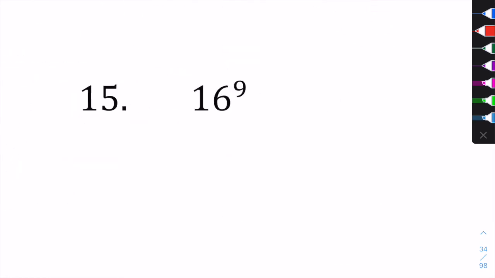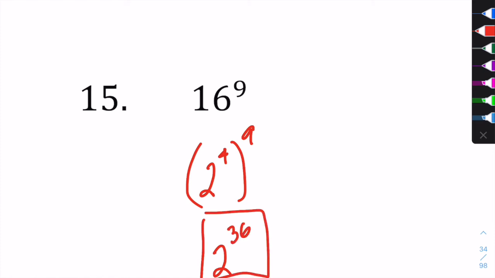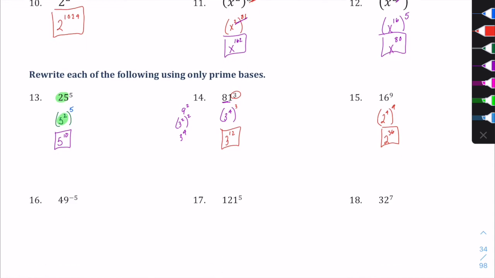Let's look at 16 to the 9th. And again, you might see 4 squared, but hopefully you also see that's 2 to the 4th power to the 9th power. So we're going to multiply the 4 and the 9 to give us 2 to the 36th power. And we are done. Terrific.